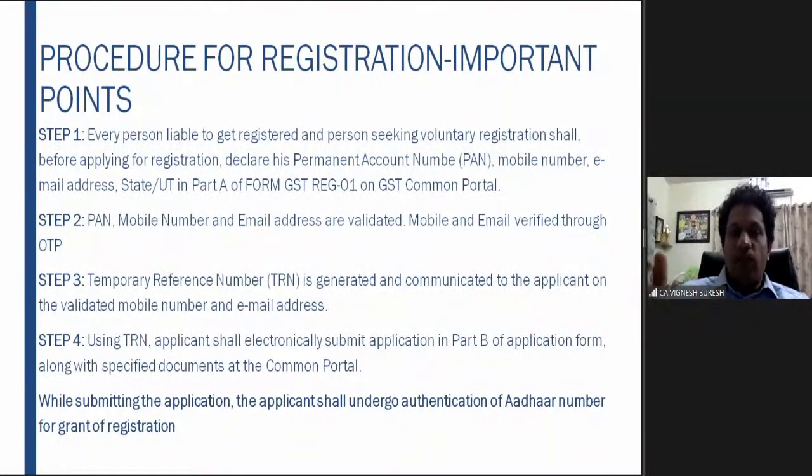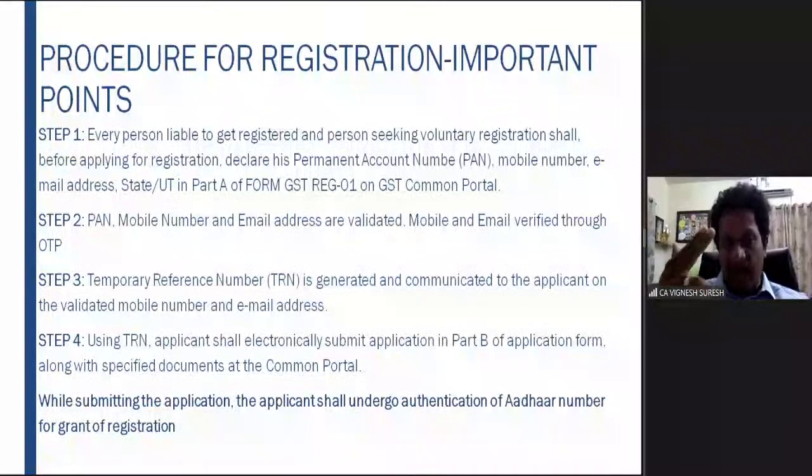Then OTP gets triggered to the mobile number and the email ID. You need to enter the OTPs. Then step 3, a TRN gets generated. This TRN is communicated via email and also via mobile to the respective applicant. Once the TRN is generated, the applicant shall electronically submit the application in part B of the application form.